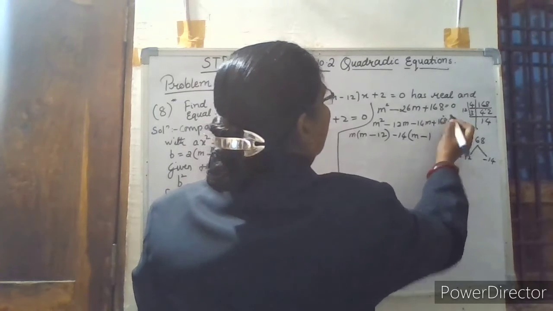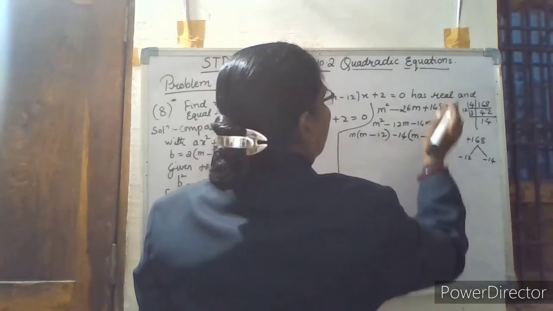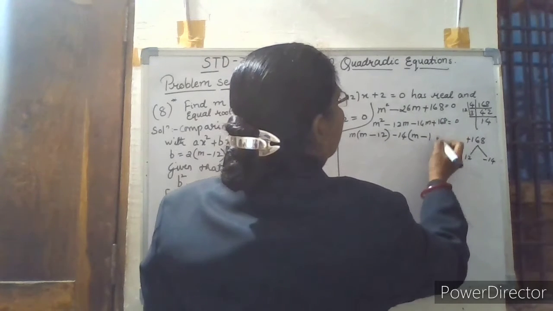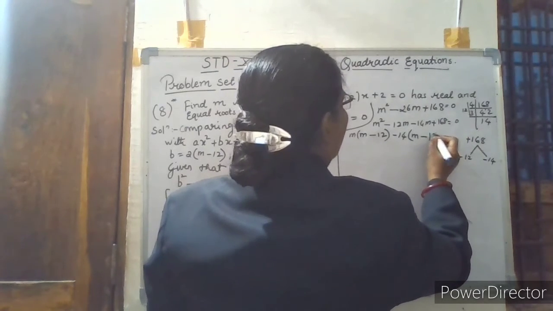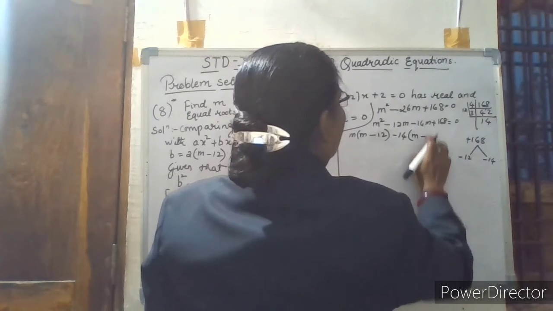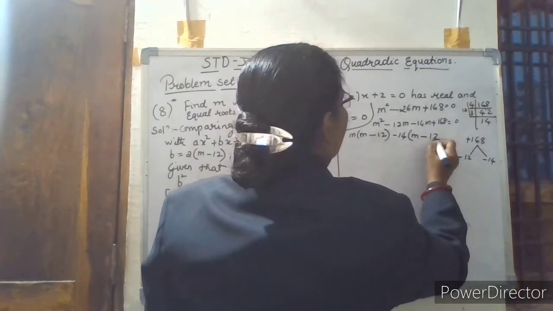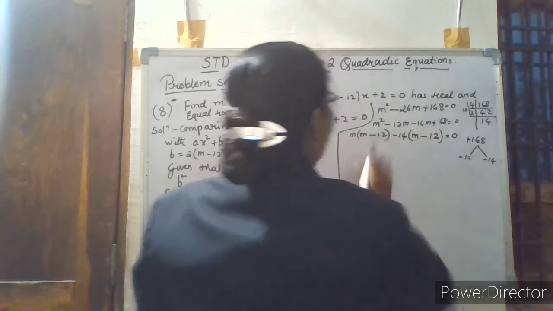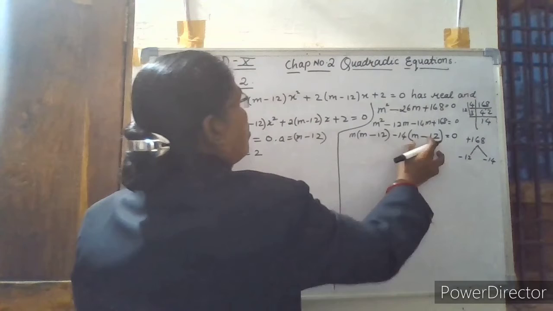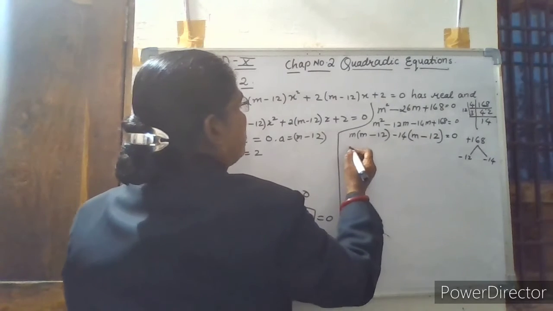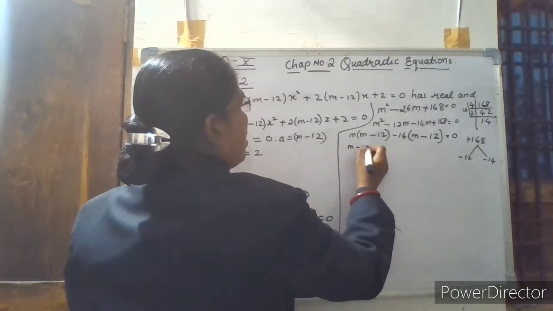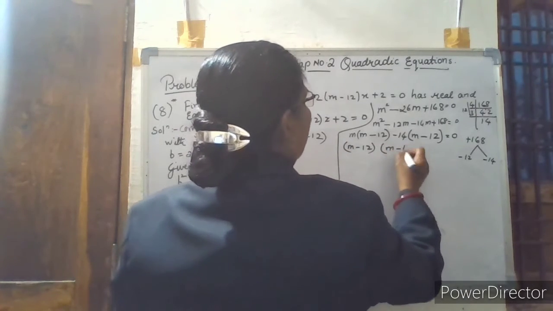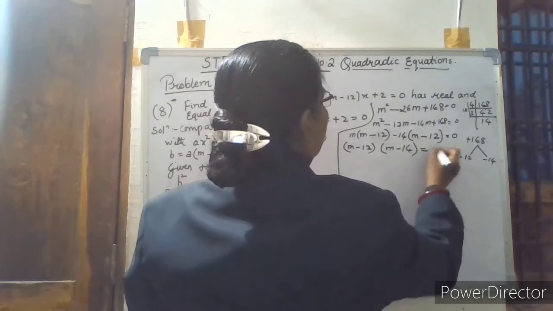14 ones are 14, 14 twos are 28. This is equal to 0. We have got the factors with the same brackets. So this m minus 12 is one factor. The other factor is m minus 14. This is equal to 0.